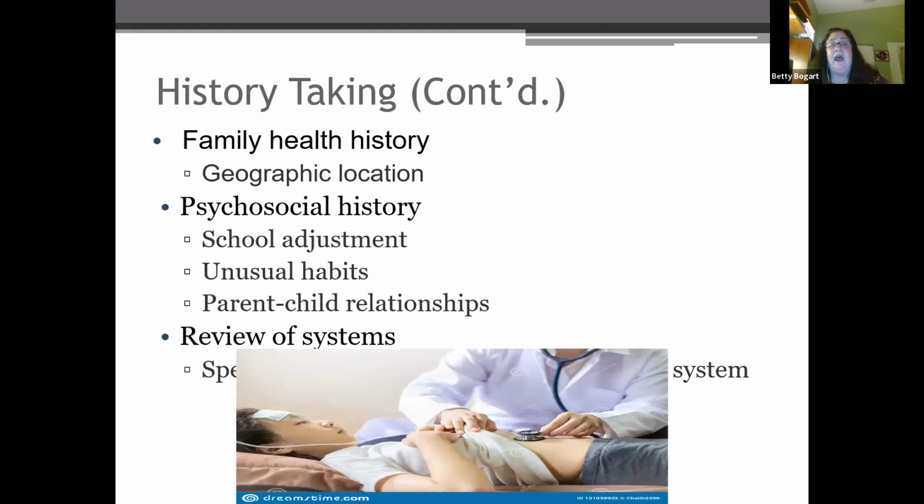I like to ask how they're doing at school. I want to know if there's any habits, especially young kids. Do they like this pacifier only? Do they need to have this blanket? I need to know that. And I'm going to be looking at that parent-child relationships.